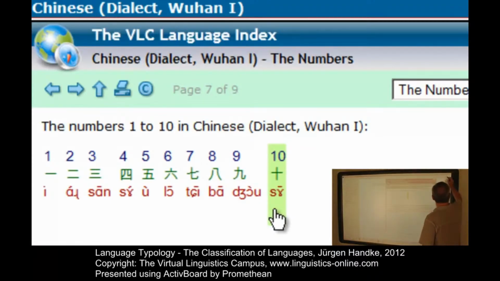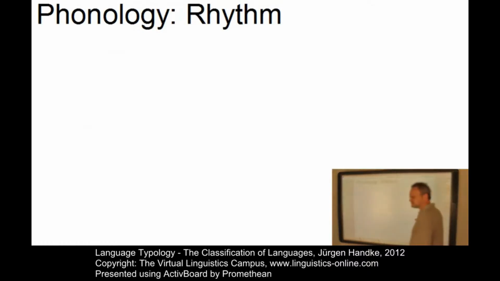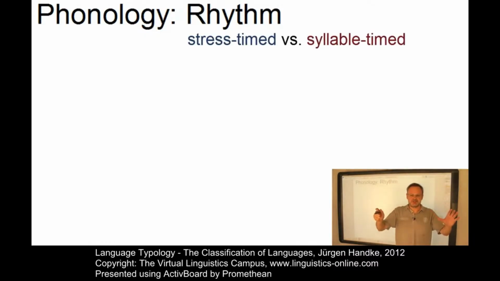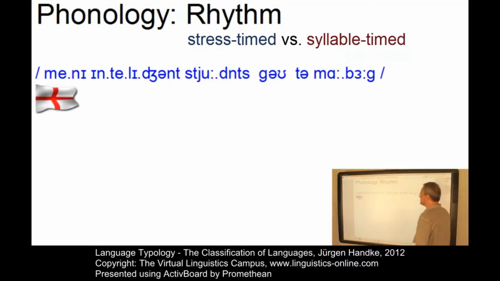So this should suffice to illustrate the tones in Chinese. The second phonological parameter which is often applied is a rhythmic parameter. Now, according to the rhythmic organization of speech, languages can be subdivided into two types: stress-timed and syllable-timed. A language is defined as stress-timed when it shows, at a given rate of speech, a rhythmic patterning where tone units are roughly perceived as equal in length. English is such a case.